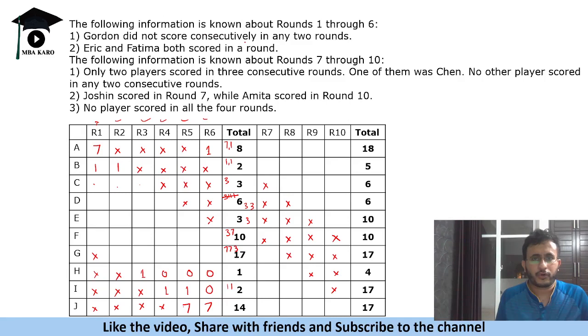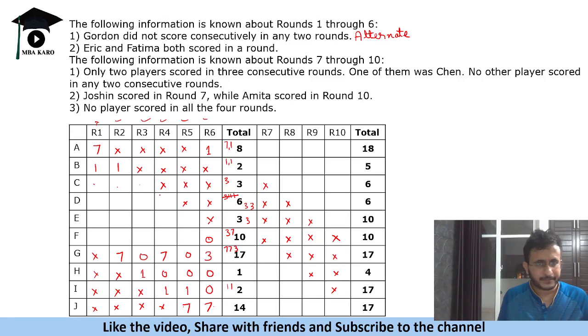Now, let us see these statements. Gordon did not score consecutively in any two rounds. So this is Gordon. He did not score consecutively in any two rounds, so that means alternate scores. Now this person is scoring 17 in three rounds, so he must have scored here, here and here. Now this cannot be a 7 because 7 is already filled here. So in this round he scored 3 points and in the other two rounds he scored 7 and 7 points. So we are done for this round because we know that 1, 3 and 7, 1, 7 is done. We have to fill a 3 pointer here. It could be this or this.